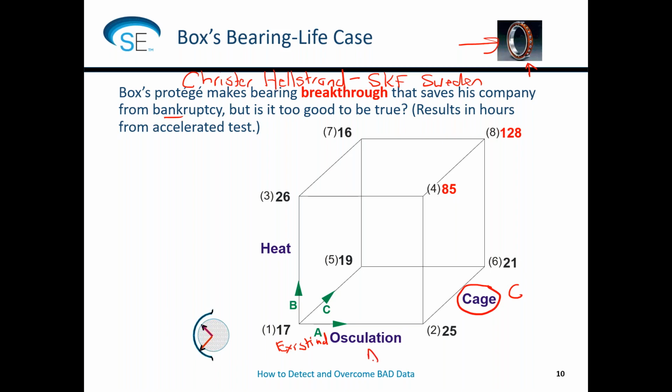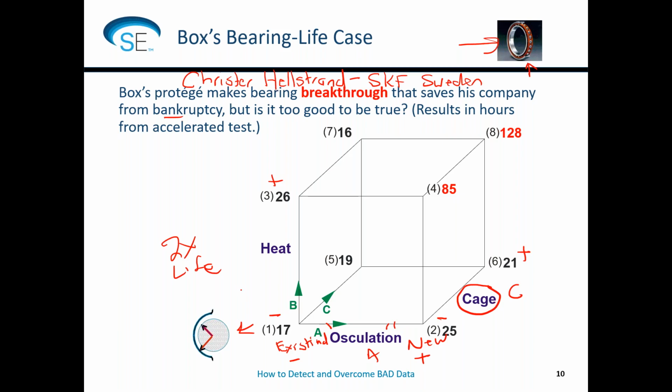Factor A was to change the kiss of the bearing to the cage, which is called oscillation. And so they were changing that from the current level to a new level. Okay, so the low levels are existing and the high levels, which are labeled plus, are the new. And we're going from the front to the back on C. Then the other factor was a heat treatment that was going from low to high. And their goal was to double the life.